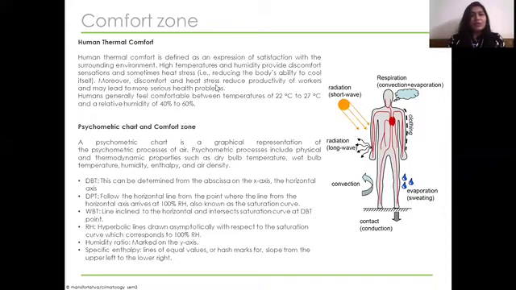Moreover, discomfort and heat stress reduce productivity of workers, or efficiency of work, and may lead to more serious health problems. Humans generally feel comfortable in the temperature range of 22 degrees Celsius to 27 degrees Celsius, and relative humidity is comfortable well within the limits of 40% to 60%. Okay, so these are the basic concepts of human thermal comfort for which we are designing an enclosure.